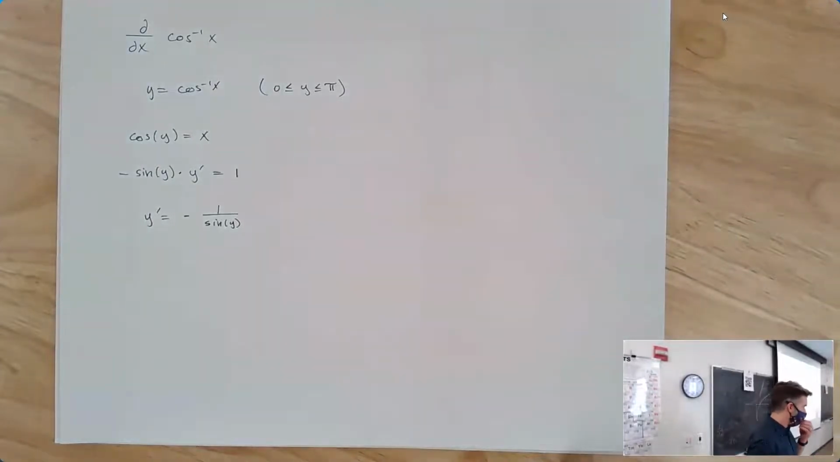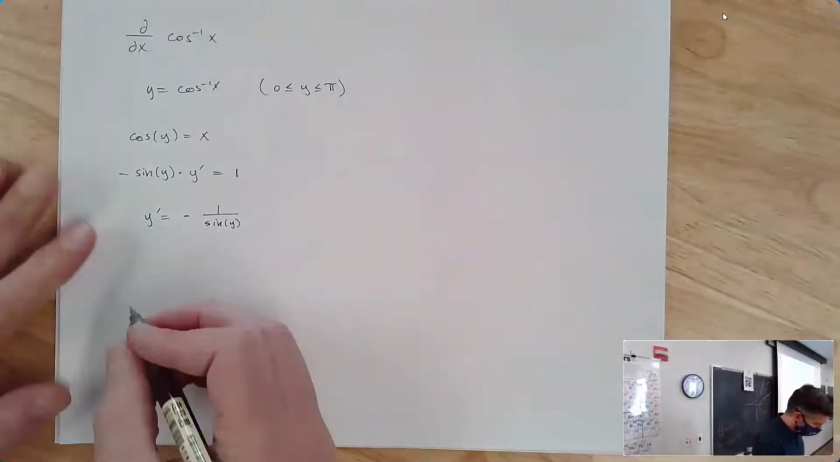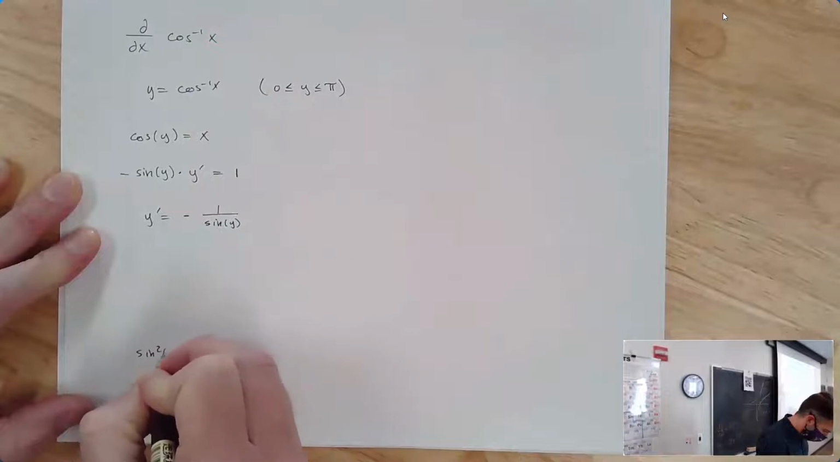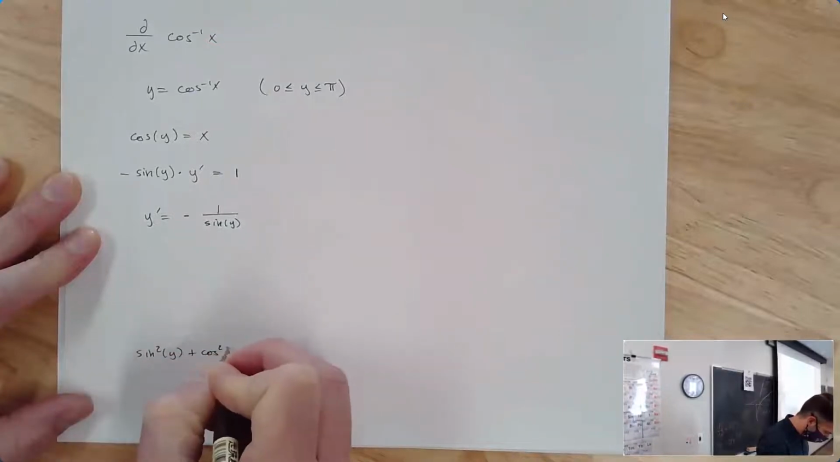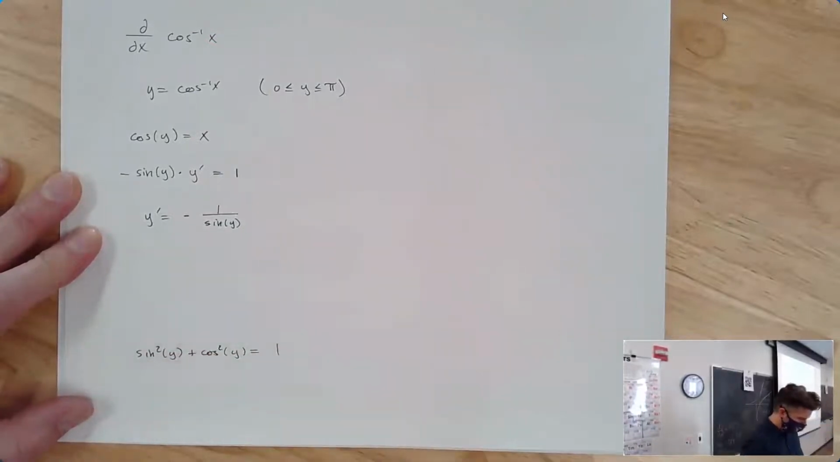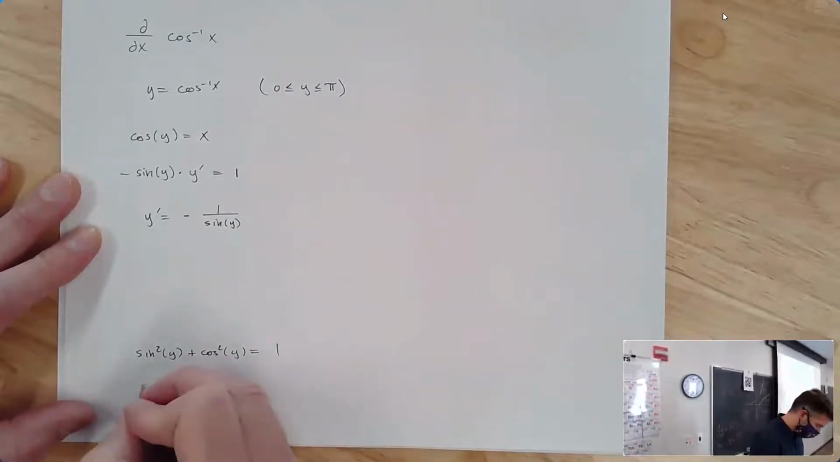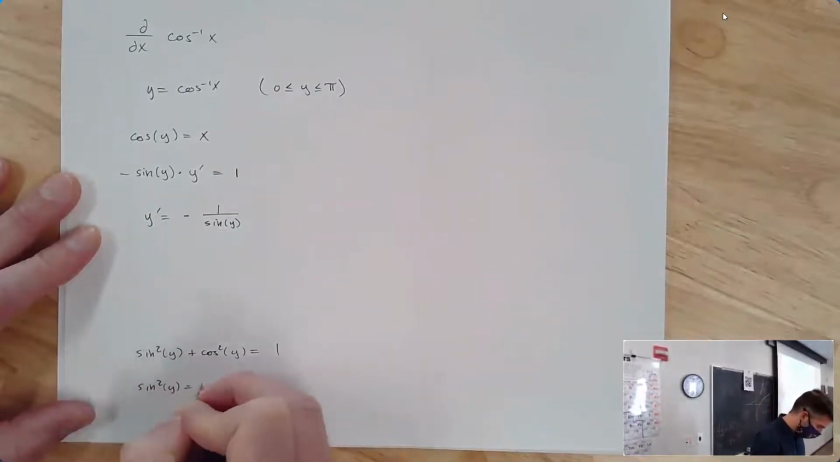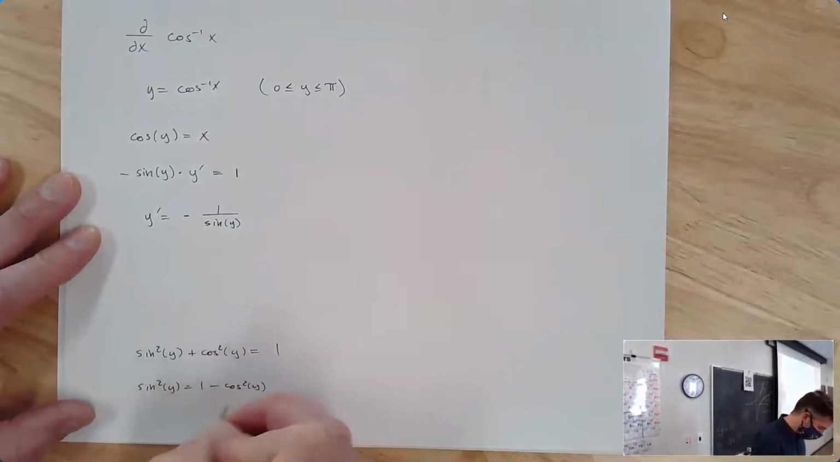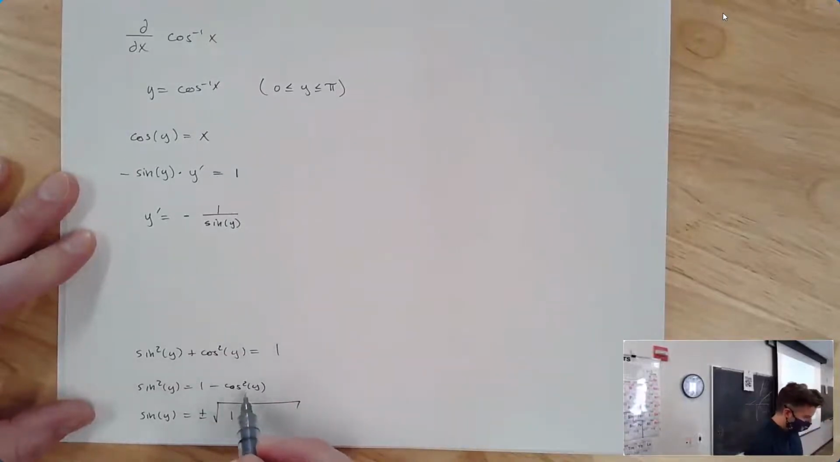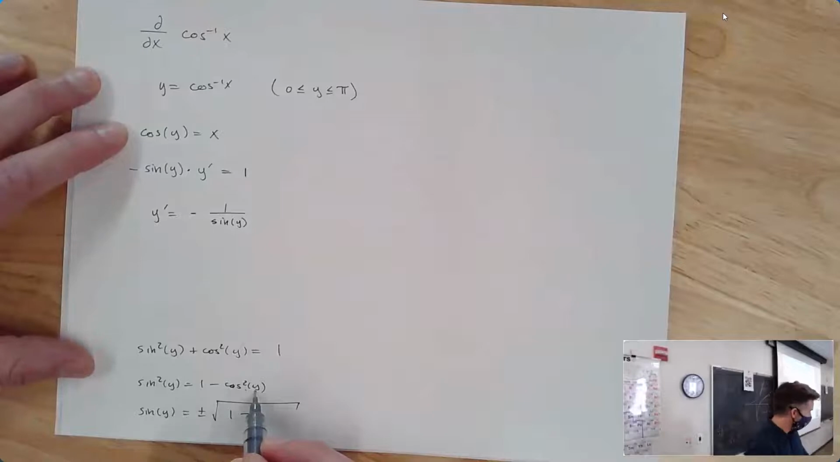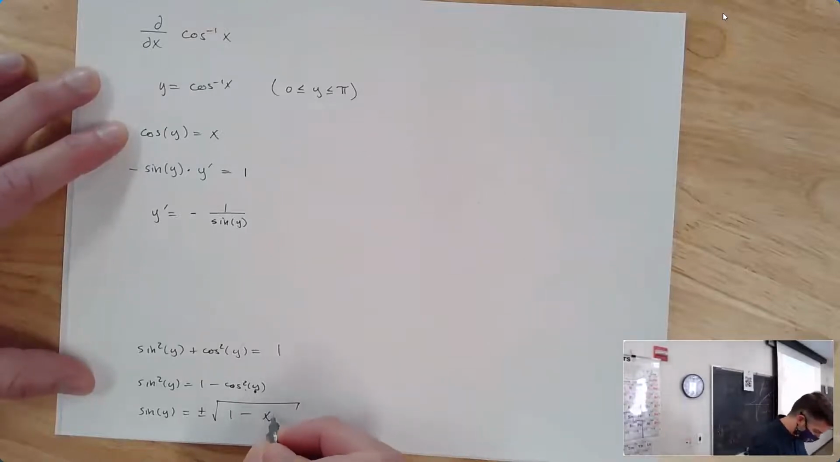Because now we're going to do the same thing we did before. I'm going to use a triangle. I should mention you totally could use a trig identity here. You totally could say, okay, sine squared y plus cosine squared y equals 1, and then solve for sine. Sine squared of y equals 1 minus cosine squared of y. Sine of y equals plus or minus the square root of 1 minus cosine squared of y, but cosine of y is x. So cosine squared of y is x squared.